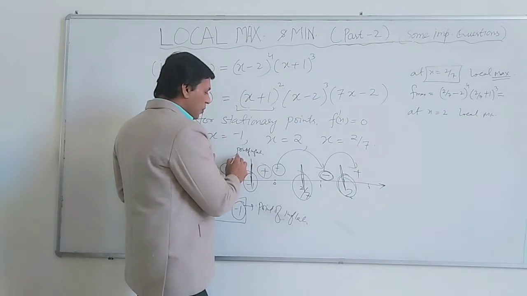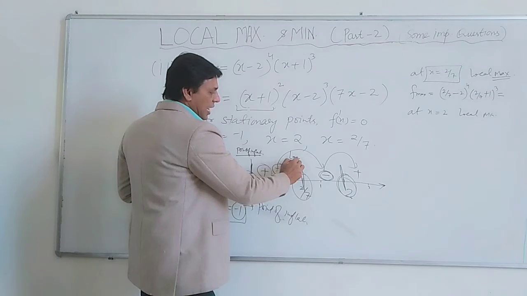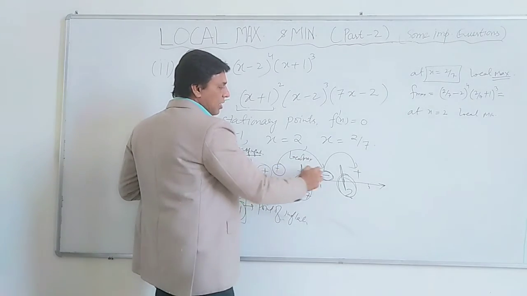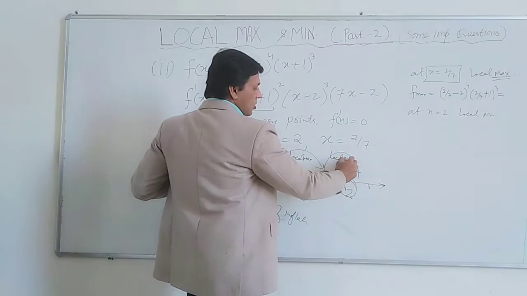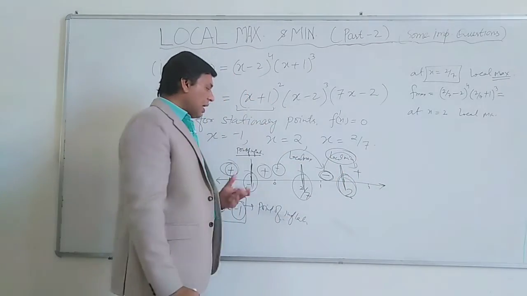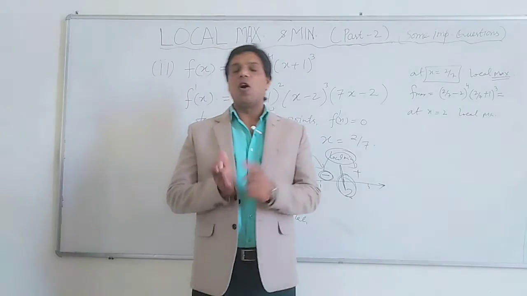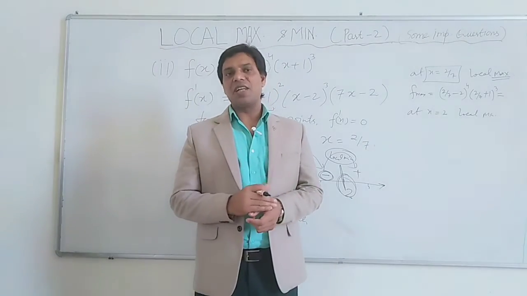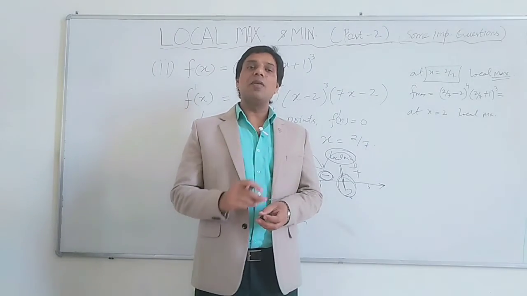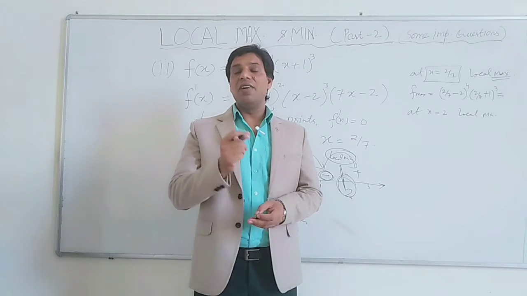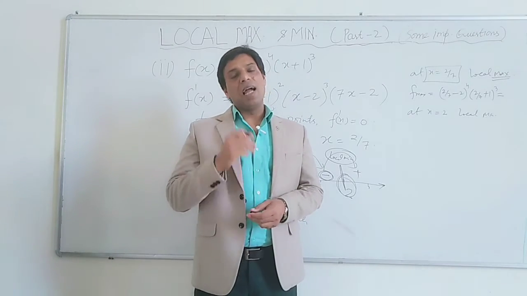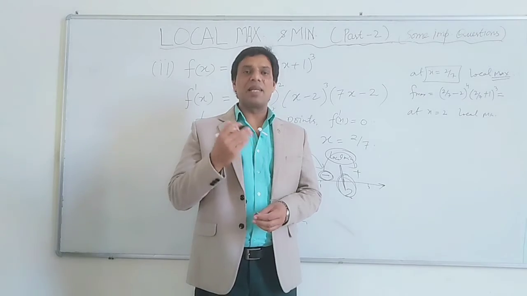So the first point was point of inflection, then this point was local maxima, and this was the point where local minima occurs. So I have taken a question in which you have seen all the situations like point of inflection, local maxima and local minima. Now in the next question I will take a trigonometric question and I will solve how to find maxima and minima.